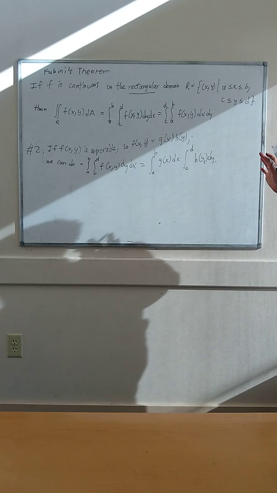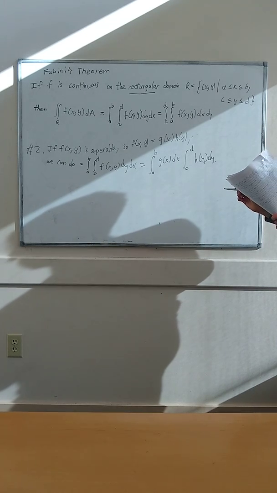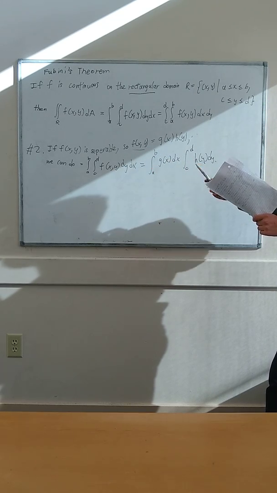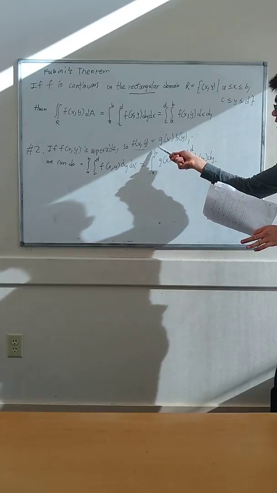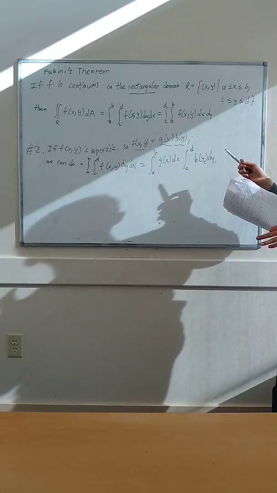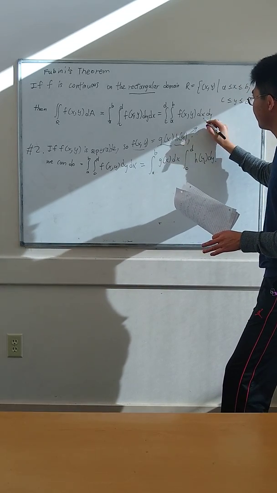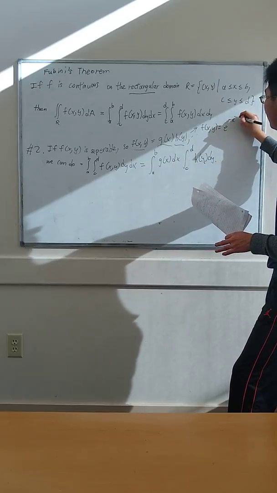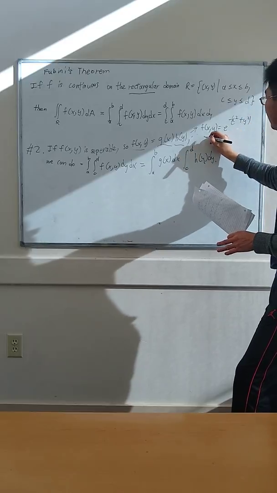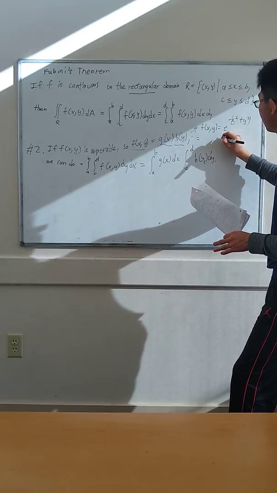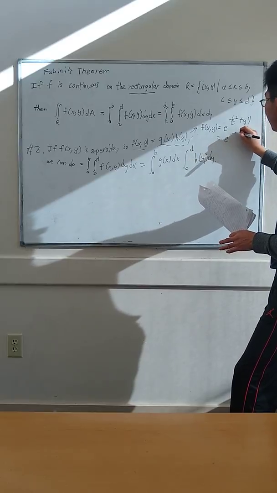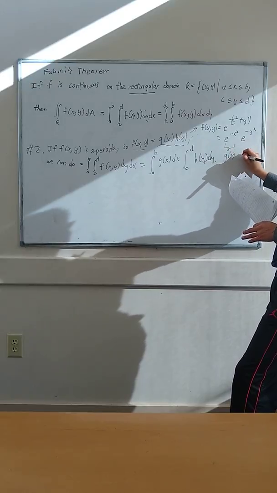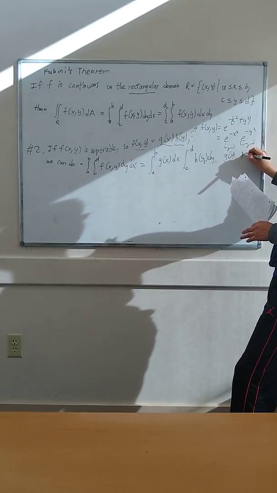Now, let me clarify what I mean by separable here. Separable is whenever we have a function of both x and y that we can separate into a product of just a function of x and just a function of y. So for instance, f of x y is equal to e to the negative (x squared plus y squared), which is equal to e to the negative x squared times e to the negative y squared, which would be your g of x here, and e to the negative y squared would be your h of y.